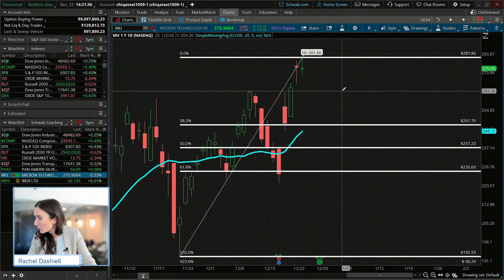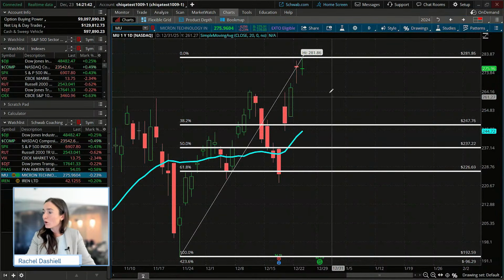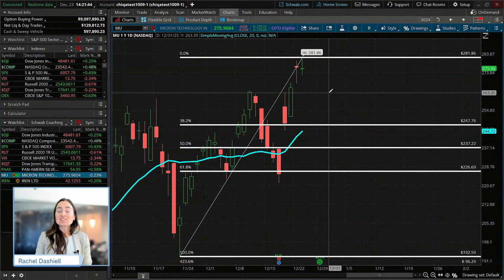Now I got a question. Are we supposed to draw the Fibonacci retracement on the current phase, uptrend or downtrend, or the more recent phase? It's going to be determined based on your time frame.